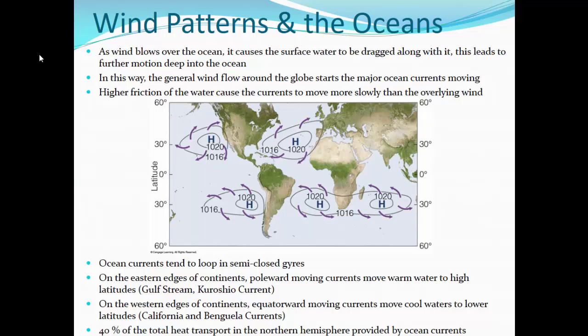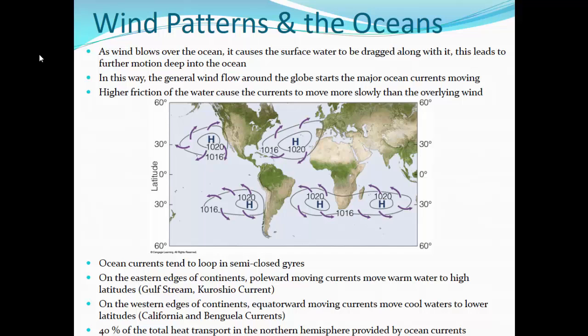At the global scale, these larger scale wind patterns also affect the oceans and create our ocean currents. So as wind blows over the ocean, it causes the surface of the water to be dragged along with it. And that surface being dragged along with the wind because of friction pulls water at deeper and deeper levels along with it. So in this way, the general wind flow around the globe starts the major ocean currents moving. Higher friction of the water means that it's not going to move as quickly as the wind. So the wind may be blowing at 15 or 20 miles per hour, and the water underlying that wind may only move at 2 to 5 to 6 or 8 miles per hour.